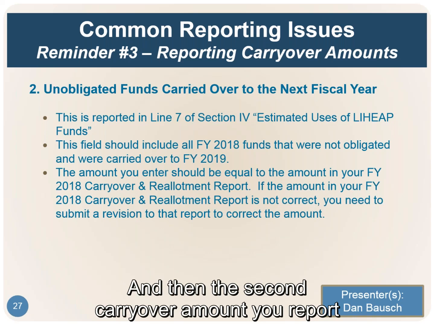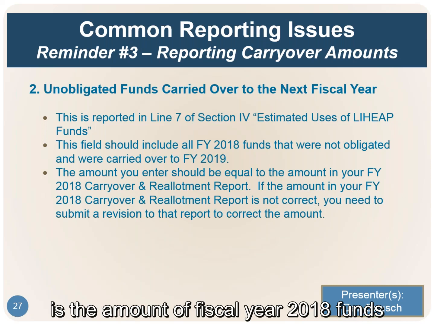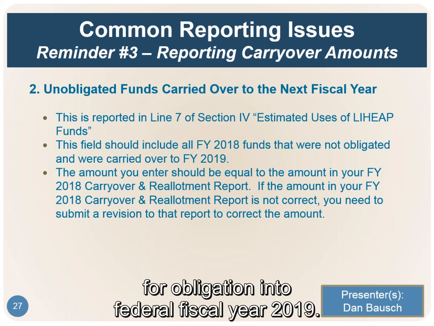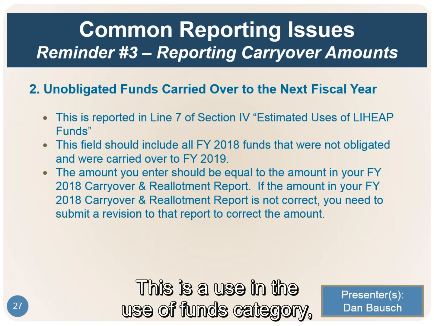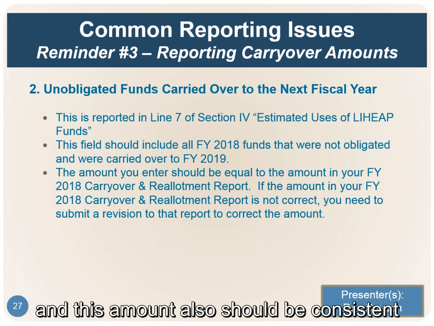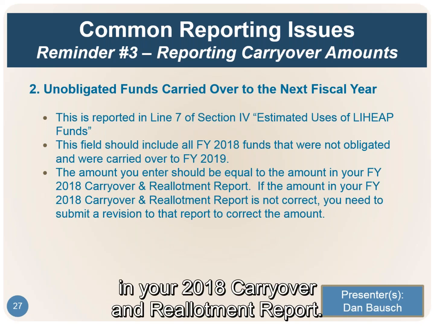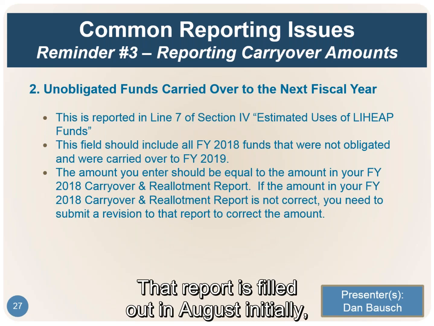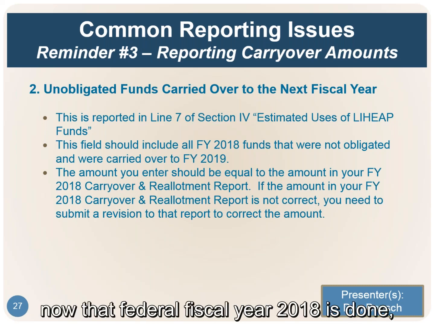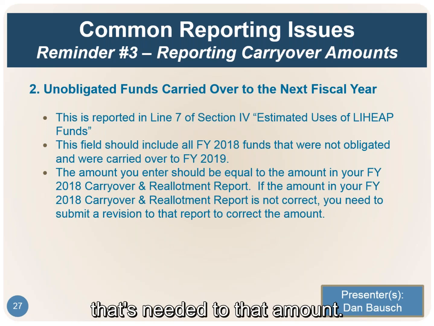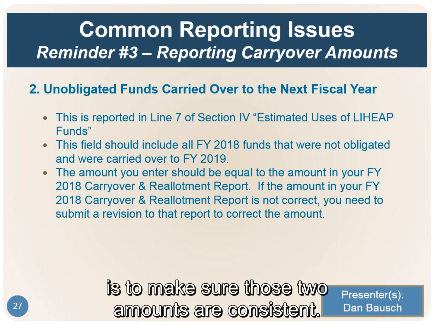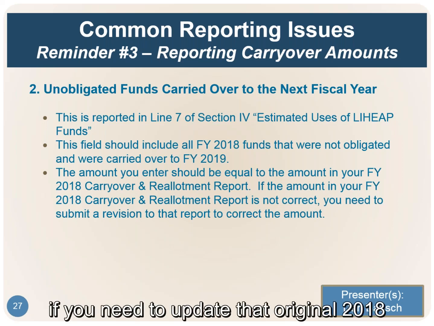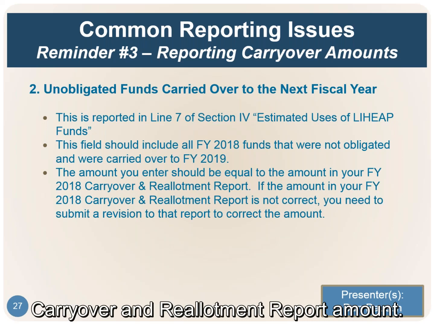The second carryover amount you report is the amount of fiscal year 2018 funds that were not obligated and that you carried over for obligation into federal fiscal year 2019. This is in the use of funds category, and this amount also should be consistent with the equivalent amount that you report in your 2018 carryover and reallotment report. That report is filled out in August initially, and as you prepare your grantee survey, now that federal fiscal year 2018 is done, you may realize there's an update that's needed to that amount. One of the checks we do is to make sure those two amounts are consistent. So we ask you to go back and submit a revision if you need to update that original 2018 carryover and reallotment report amount.